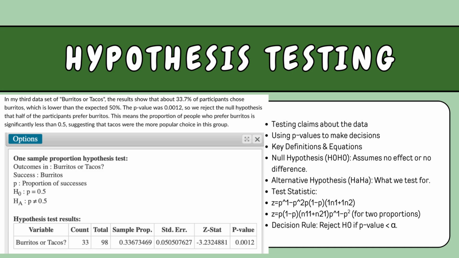This is another one. So this was for, like I was saying, burritos or tacos. The results show that about 33.7% of participants chose burritos, which is lower than the expected 50% because it should be 50-50. The p-value was 0.0012, so we reject the null hypothesis that half of the participants prefer burritos. So that means that we are rejecting the idea that it is perfectly split half and half. This means that the proportion of people who prefer burritos is significantly less than 0.5, suggesting that tacos were the more popular choice.